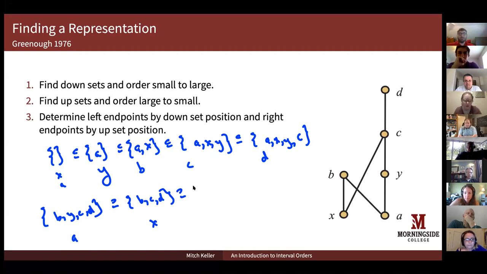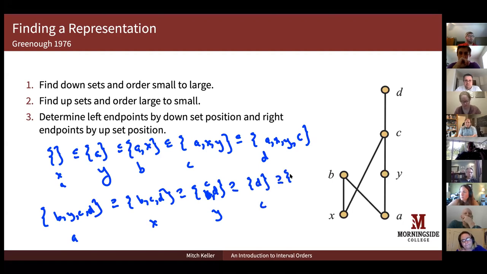Let's see. So then Y has C and D. And just D is the upset for C. And then there's 2 of them that have the empty set, being B and D. Now, imagine numbering these 1, 2, 3, 4. You don't have to imagine, I just did it.